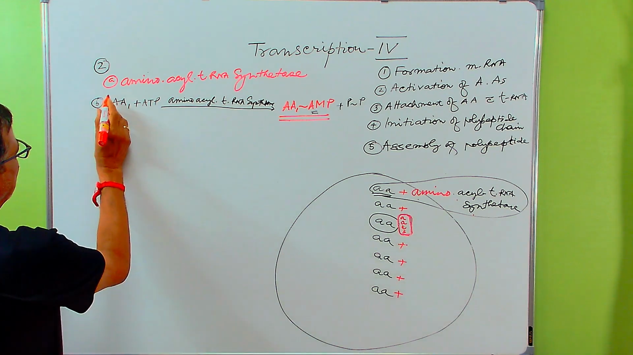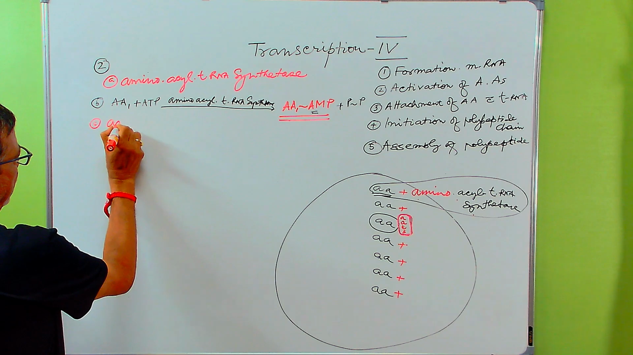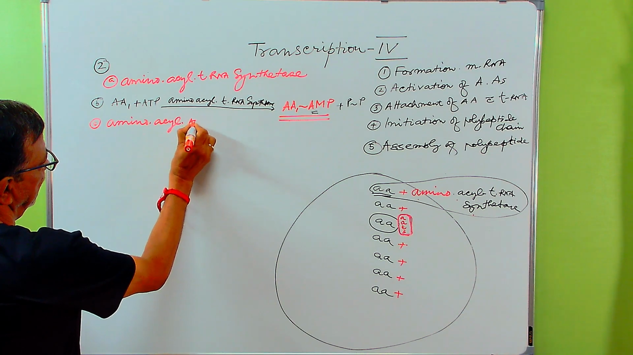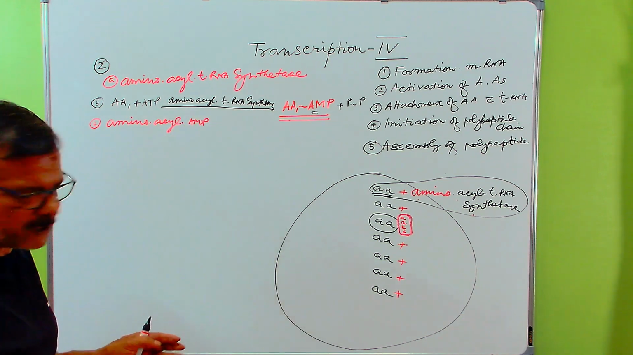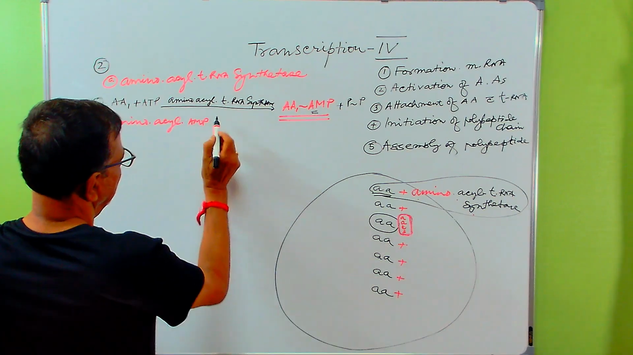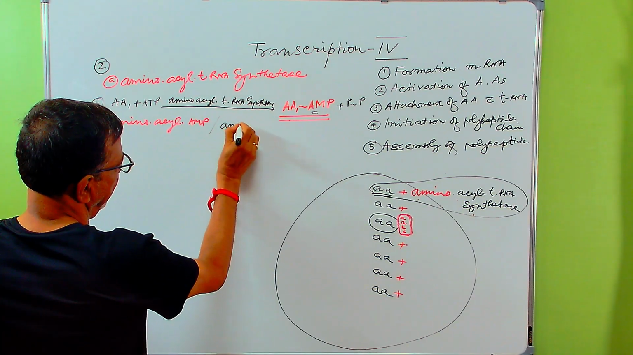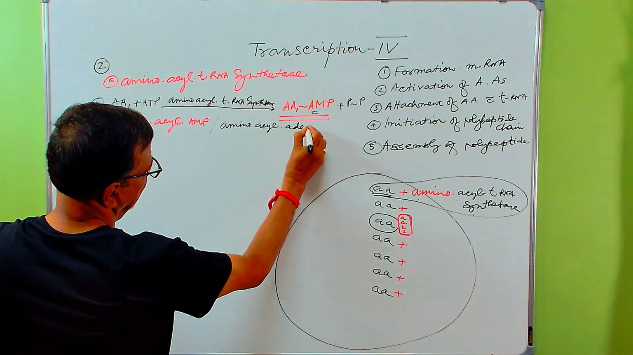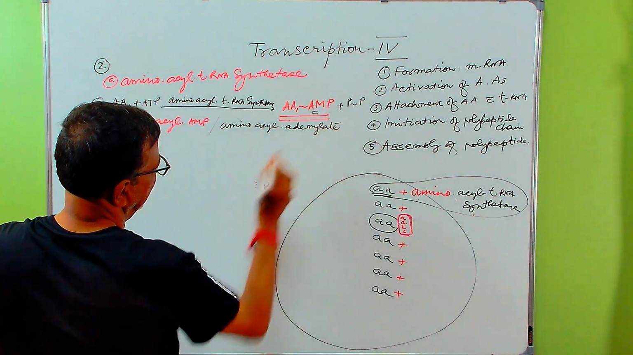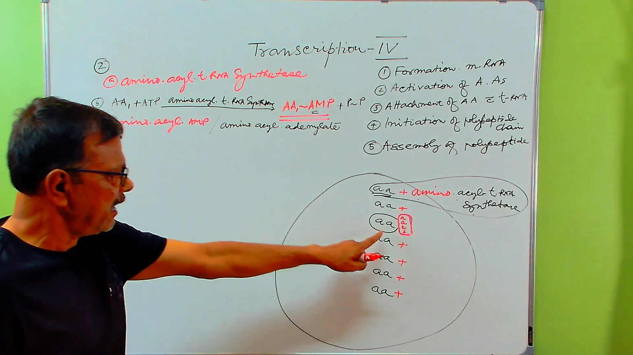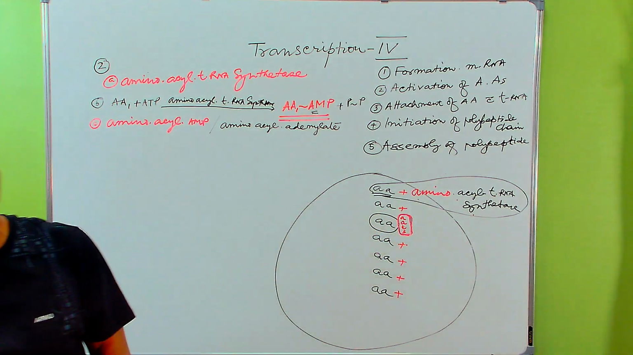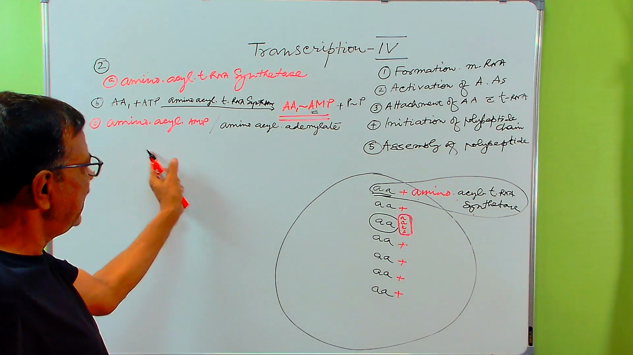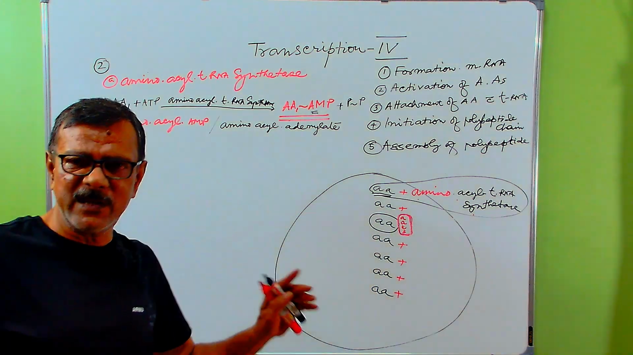So you write amino acid AMP, adenosine monophosphate, or you can write amino acid adenylate. So this has become amino acid adenylate. Clear? And this is known as pyrophosphate. So it gets activated. It was sleeping.